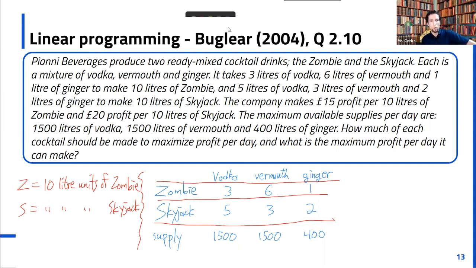Now, how does this help us? What can we do with this information now that it's in a table? We can make 3 inequalities. Tell me what one of them would be. 3z plus 5s is less than or equal to 1,500. And we can see from the numbers, that's just coming from this vodka one. So there's a limit to how much vodka the company has available to make drinks.